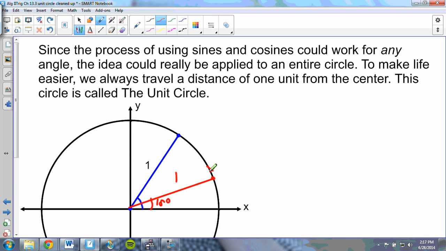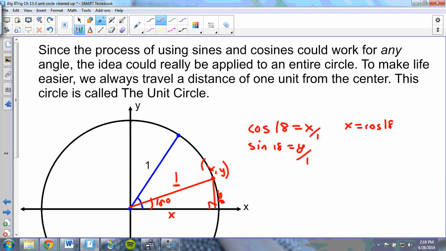To find the value of this coordinate, xy, I would think about this right triangle. Well, this is the height y, and this is the horizontal distance x. I know that the cosine of 18 equals x, and the sine of 18 equals y. It's really x over 1 and y over 1, because that's adjacent over hypotenuse and opposite over hypotenuse. But the hypotenuse is just 1. So really, x equals cosine 18, y equals sine 18.